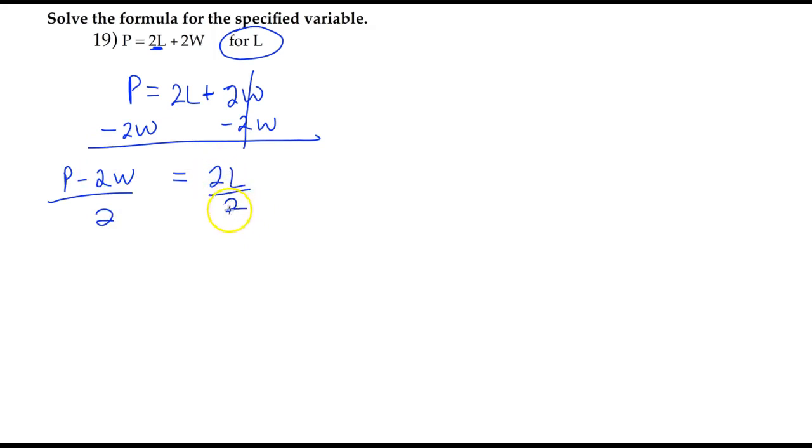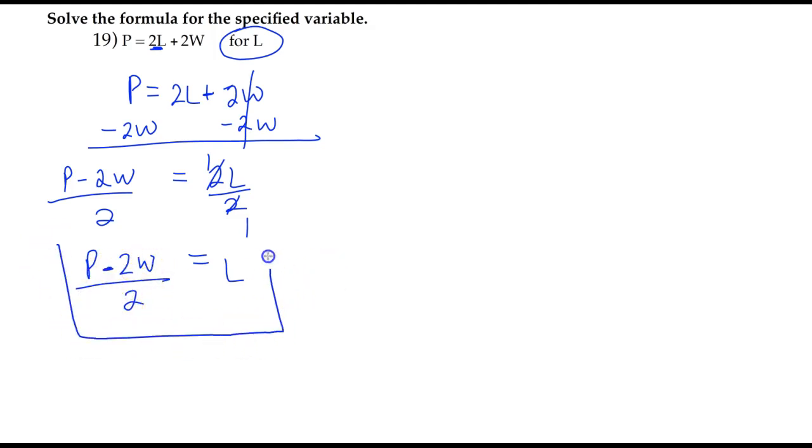And so 2 divided by 2 is 1, so that reduces to 1 here. And 1 times L is L. And then, of course, here it just looks like p minus 2w, all that divided by 2. So this is an acceptable form of the answer.